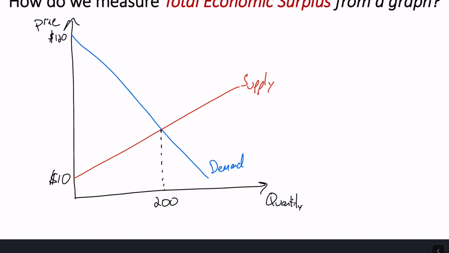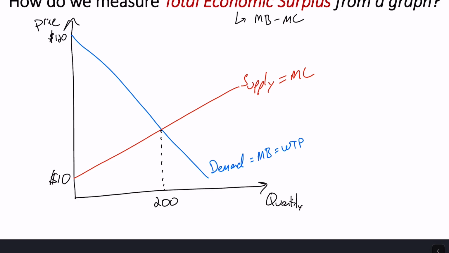We can measure total economic surplus from a graph by adding together the producer surplus and the consumer surplus. So let's say we have this graph here. We have a demand curve and a supply curve. We know that the demand curve will be equal to the marginal benefit of consuming that good, equal to the willingness to pay. And we know that the supply curve will be equal to the marginal cost of producing that good. The total economic surplus, if you go back to our definition, right? The definition of this would be the marginal benefit minus the marginal cost for all the goods that are consumed.